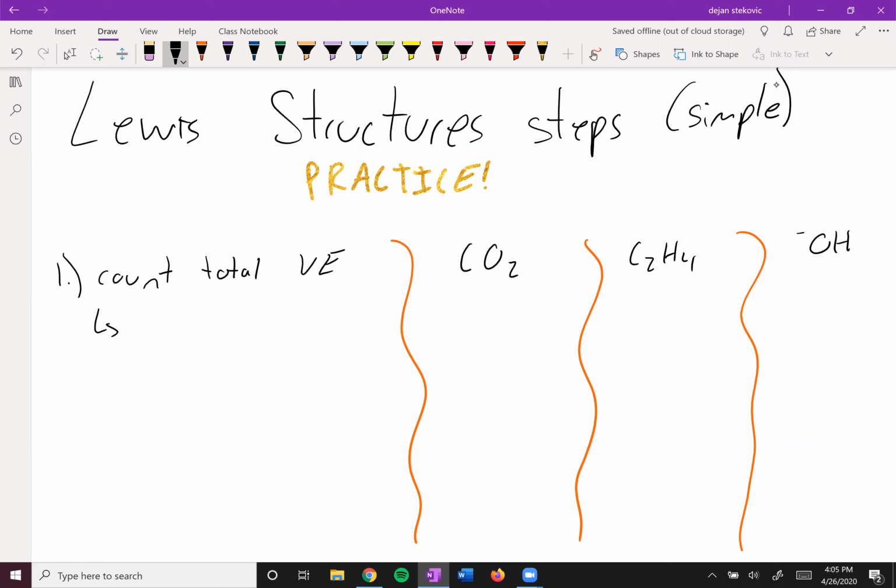And remember that if you have charges, if you have a positive charge, you lost an electron, so you have to subtract out an electron. And then if you have a negative charge, you gain an electron, and so you have to add an electron.